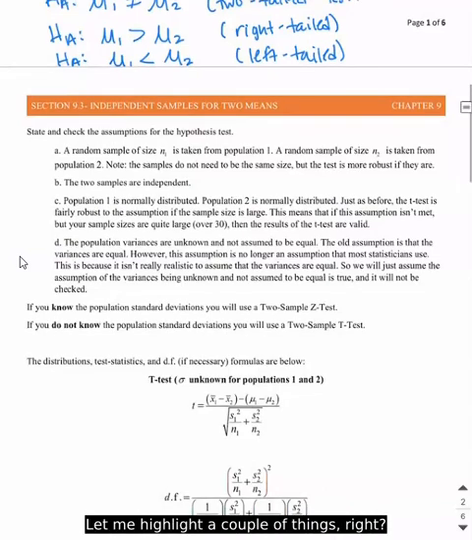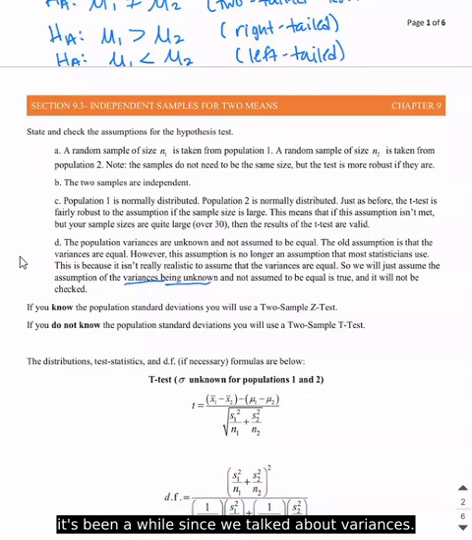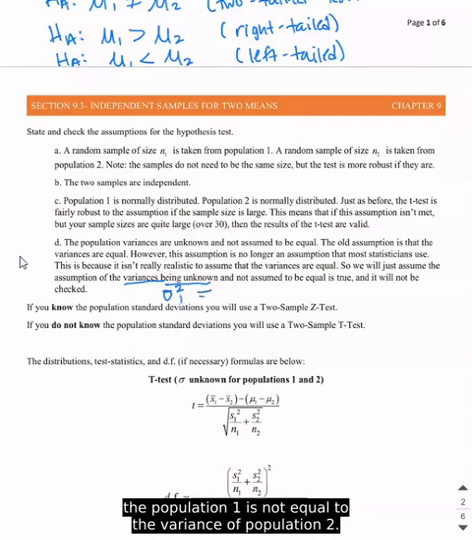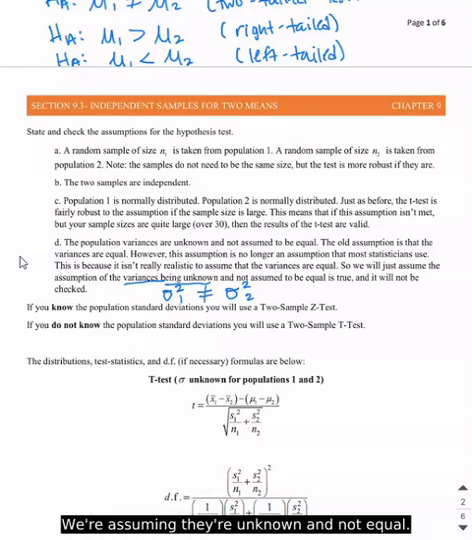So let me highlight a couple of things. The variance is unknown. If you recall, it's been a while since we talked about variances, but sigma squared is the variance. We're basically saying the variance of population 1 is not equal to the variance of population 2. What this means has to do with what we call pooled or not. So we're assuming they're unknown and not equal.